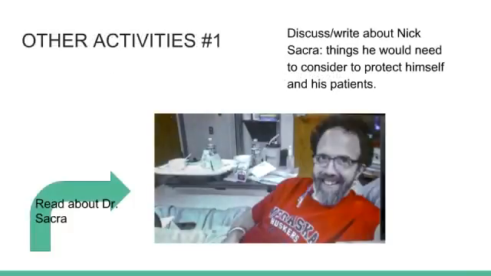These are supplemental learning activities that can be used with the game. And as you can see here, there is a picture of a man, and his name is Nick Sakra, and he is a doctor, and he went to Liberia to help people with the Ebola virus. And while he was there, he ended up getting infected, and so he had to go back to Nebraska to get treatment. And after treatment, he decided to go back to Liberia to help more people. So really an amazing person.